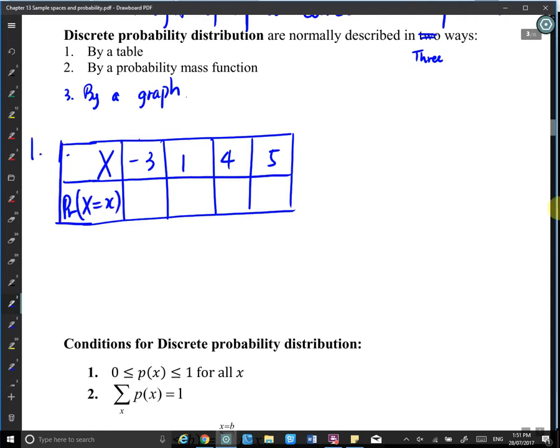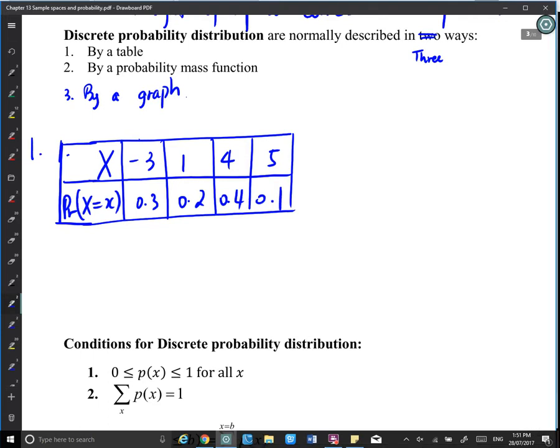Okay, and what does this table represent? The random variable X. X is a value that can vary between those 4 values: -3, 1, 4, 5. That's the random variable, that's the value I can get, and the probability of getting it will be 0.3, 0.2, 0.4, and 0.1, respectively. Okay, the probability, yep.